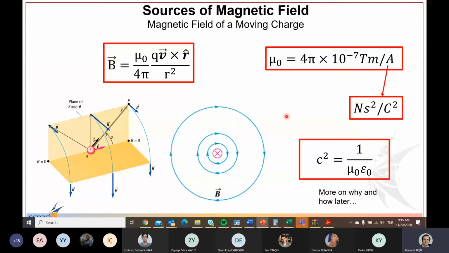Okay, so now let's move on. You can see the magnetic field vectors here, and these are the magnetic field vector lines. By the way, this is showing the direction of the movement of the positive charge particle.